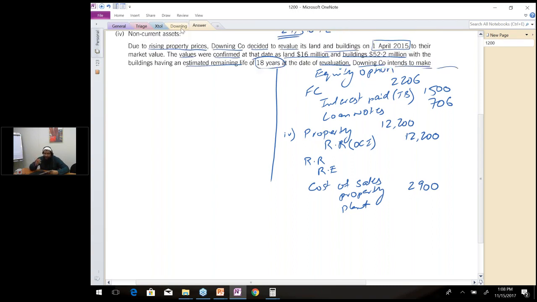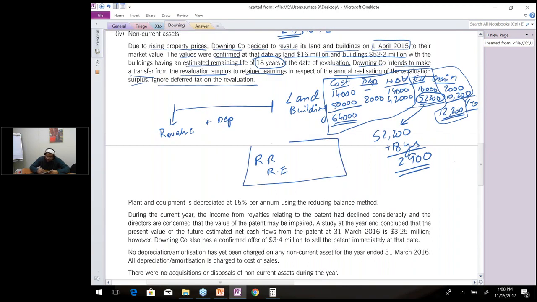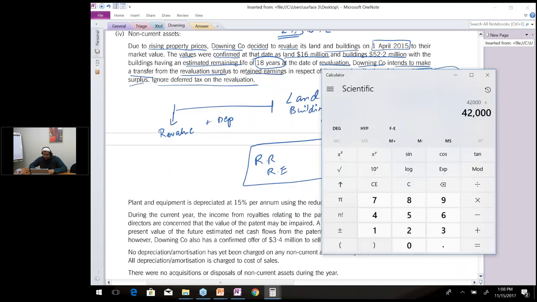And the third impact that we want is the transfer of the revaluation reserve to retained earning. So how do we do that? If I calculate the old depreciation, this will be net book value of 42,000 divided by 18 years. Because 18 years is the remaining life, so I'm using net book value. If it would have been the total life, I would have used the cost. So this is going to be 42,000 divided by 18 years.